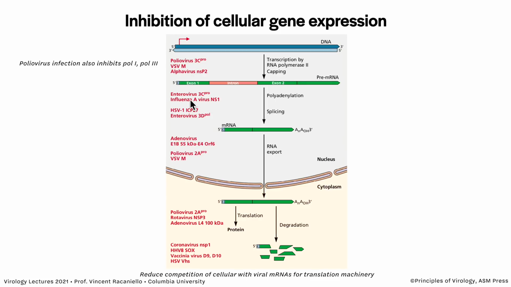And other viral proteins listed here interfere with polyadenylation. They interfere with splicing. They interfere with RNA export. Many interfere with translation. We'll take a look at that in a moment. And many of them actually degrade cellular mRNAs. So if any of them make it out with all these other inhibitions, then they'll be degraded. So the protein synthetic apparatus is available for the virus, so it can use it all. So many steps in cellular gene expression are inhibited by virus infection.